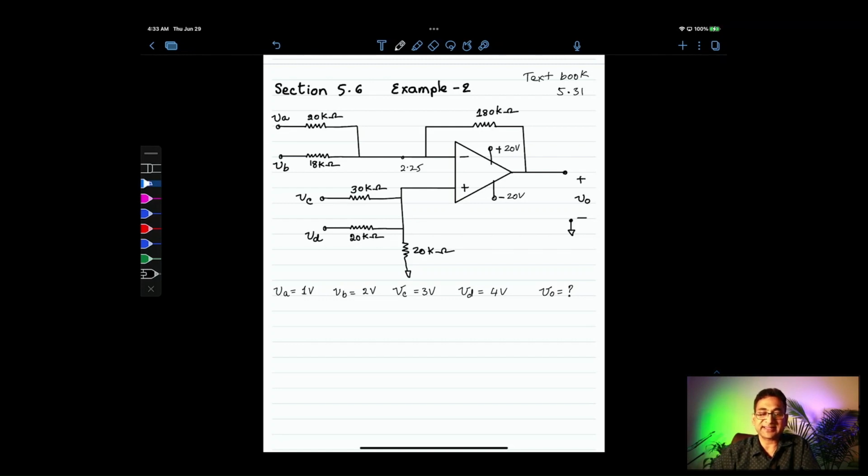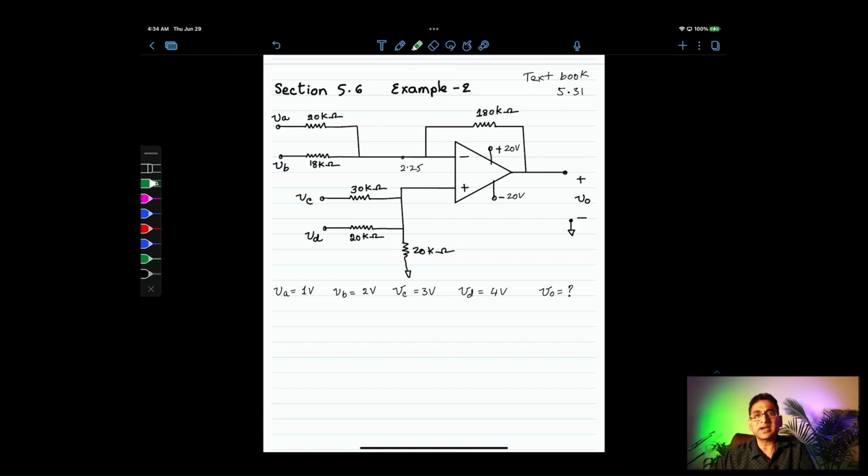This is really a difference amplifier because 2 inputs are applied to the inverting terminal and then more inputs are applied to the non-inverting terminal. Okay? Because you do that, it is a difference amplifier. Input is applied both to the inverting terminal and the non-inverting terminal. Plus, there is a negative feedback configuration. Okay? So, we want to analyze this circuit.